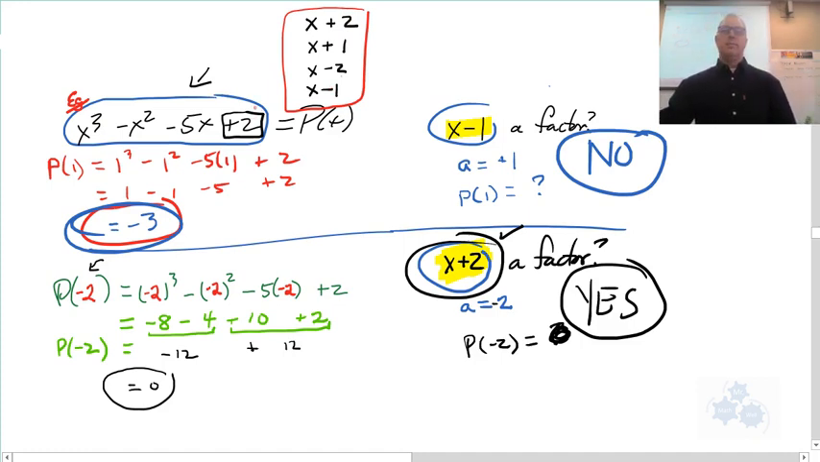Okay? Don't test this one, x minus 3. Don't test that one because 3 is not a factor of 2. So look at the constant and check those binomials first. Got it?